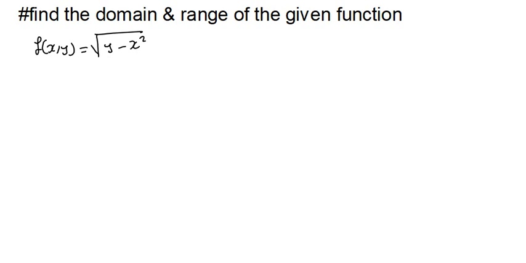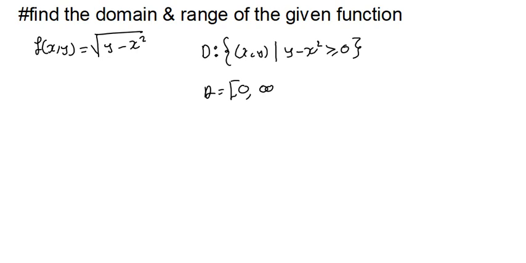Okay, so this is very simple. The domain, we don't even need to waste time. The domain of x comma y would be where y minus x squared should be greater than or equal to 0. Then what about the range? The range, we know the lowest we can get is 0. The highest we can get is positive infinity, and you are done, just like that.